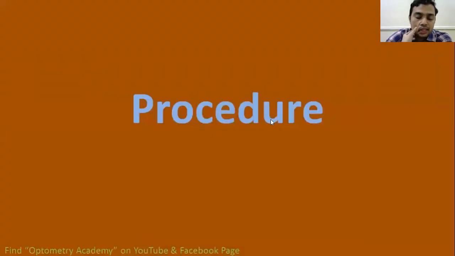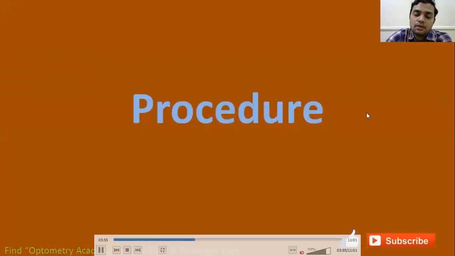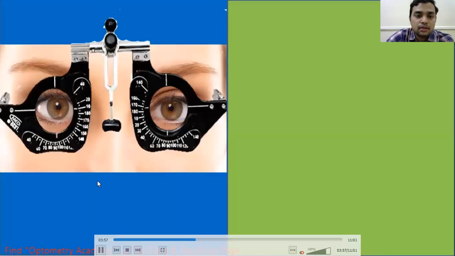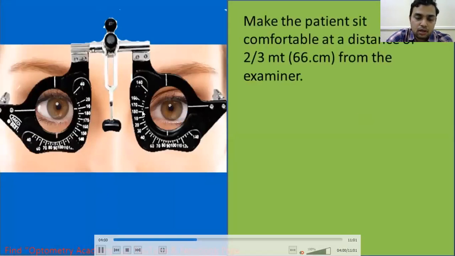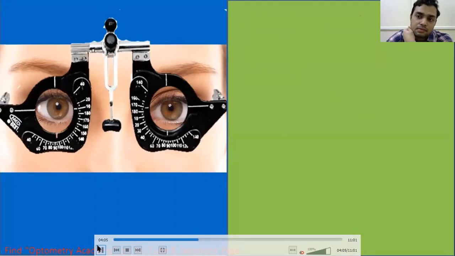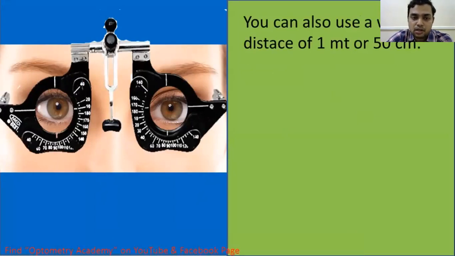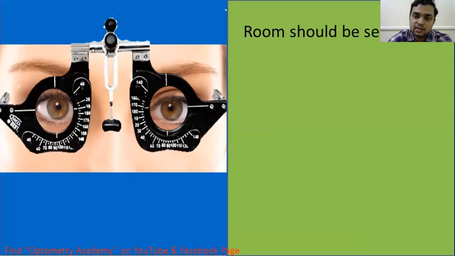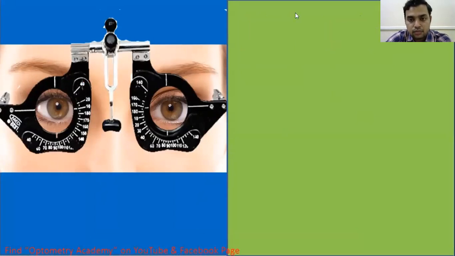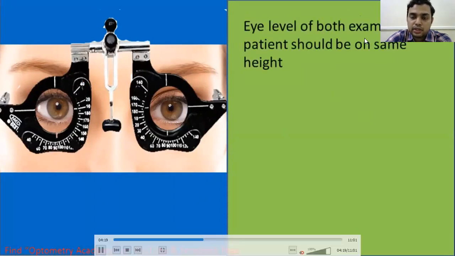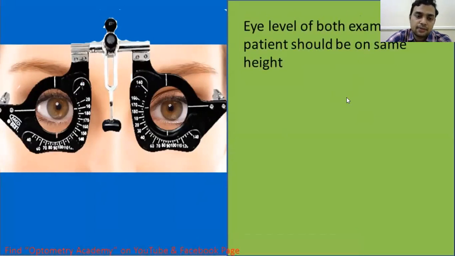So what is the procedure here? First thing is, we need a trial frame. We have to put the trial frame onto the patient, in front of the patient's eye. We should make the patient comfortable at a distance of 66 centimeters from the examiner. You can use the working distance of 1 meter or 50 centimeters also, but 66 centimeters is more convenient for the examiner. The room should be semi-dark, and the eye level of both examiner and patient should be of the same height.